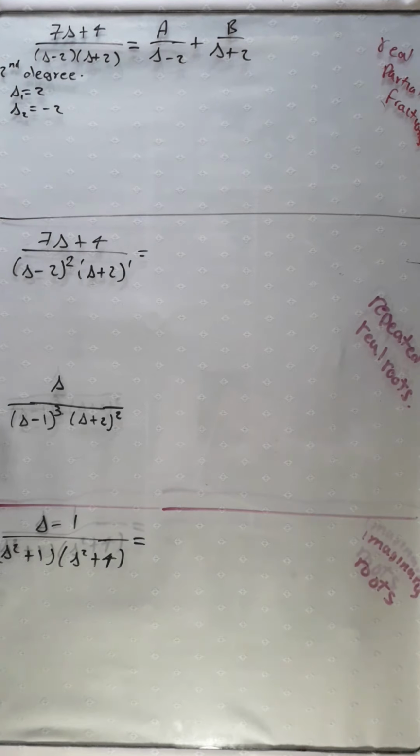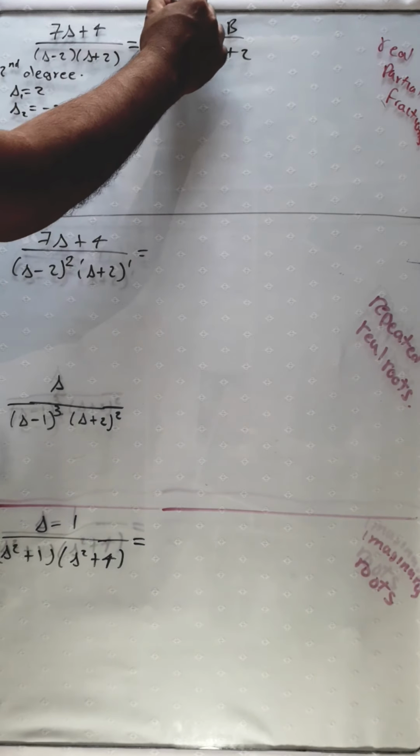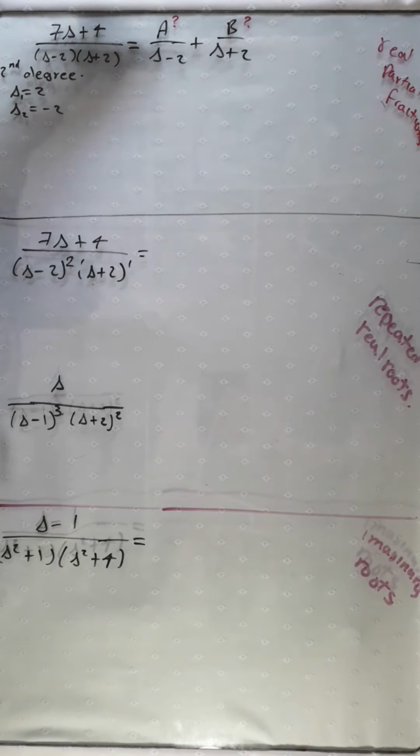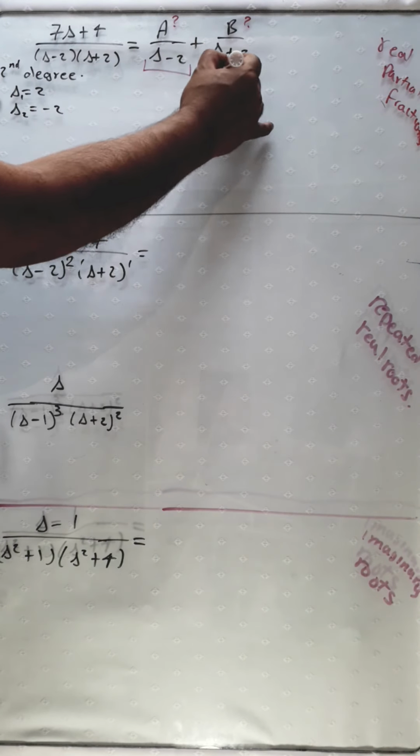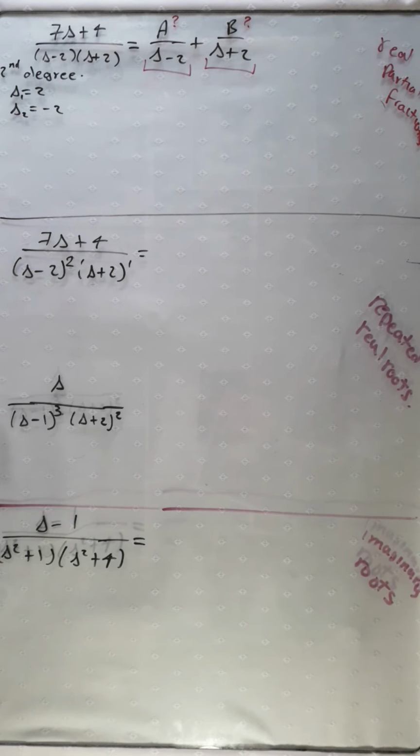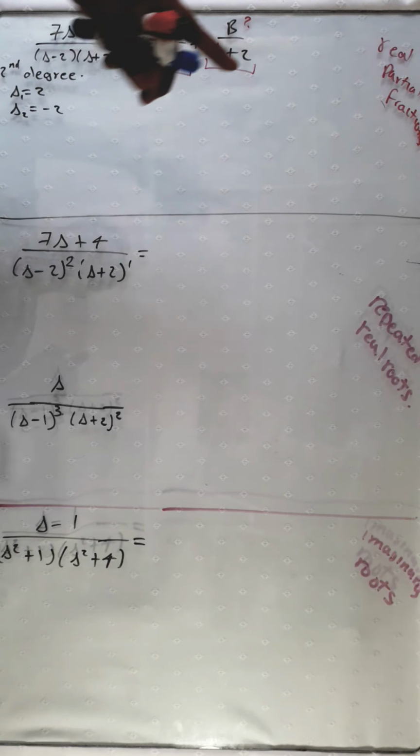Okay? Now, the question is, what will be the values of a and b such that when you do the common denominator, you get 7s plus 4? What is the combination of a and b so that you will get 7s plus 4? For the moment, that is not important. What I want to make clear here is how to build the partial fraction. So this is for the first root, and this one is for the second root. Okay, so that's very important, and these are real partial fractions.